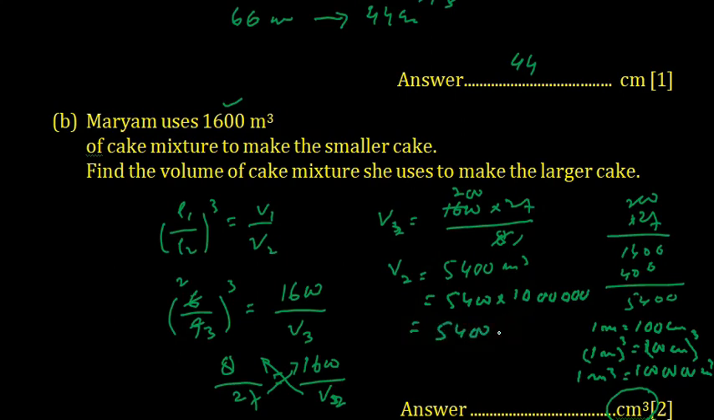So ultimately it becomes 5400 and six zeros, centimeter cube. The answer in the marking scheme is written as 5400 only. No unit is mentioned there, but it is meter cube because we put the value 1600 meter cube. So we got the answer in meter cube and we have to reply in centimeter cube. So we must convert it into centimeter cube by multiplying with 1,000,000.